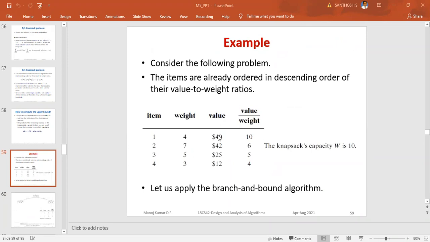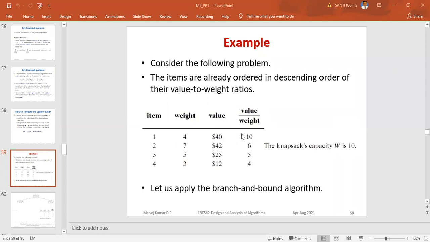So consider this particular example, and we have to apply the branch and bound algorithm to it. Consider the following problem. Elements are already ordered in descending order of their value to weight ratio. So as you all know, the first ratio should be greater than the second, greater than the third, greater than the fourth. Here they have given values as well as weights. So this is the computed value.